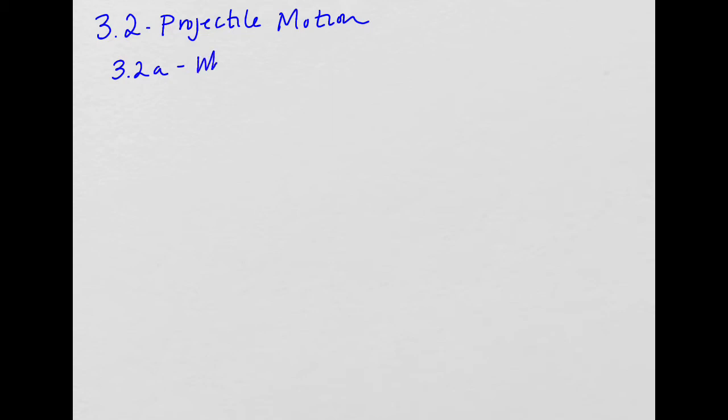Alrighty, so we are on 3.2 now, which is about projectile motion. We will be going over 3.2a and 3.2b today. They're pretty short. This is not a super long lesson. I lumped them together, and they're pretty much the same thing in both lessons. Well, not exactly, but anyway, so we're going to look at 3.2a first. What exactly is a projectile?